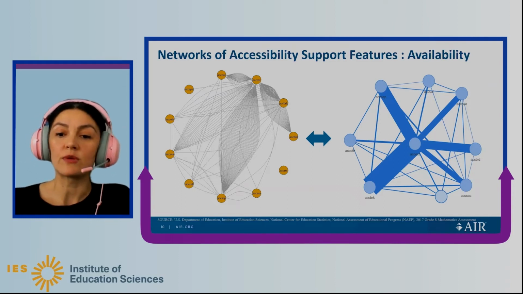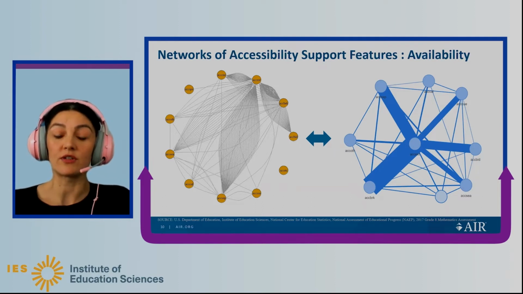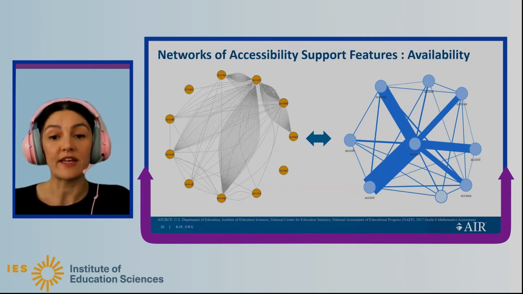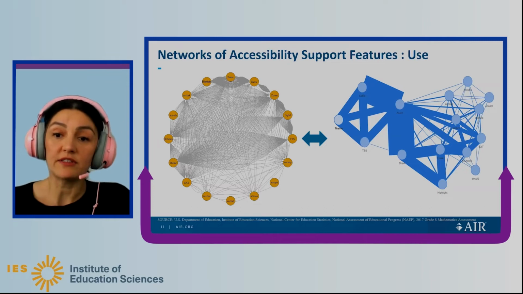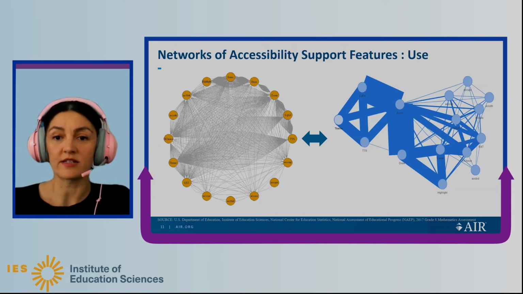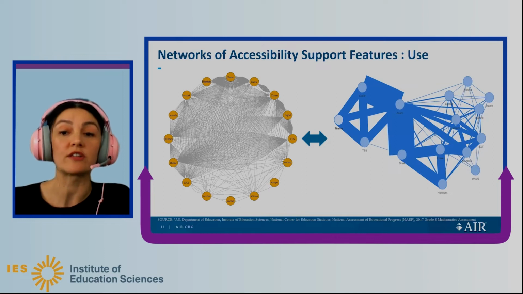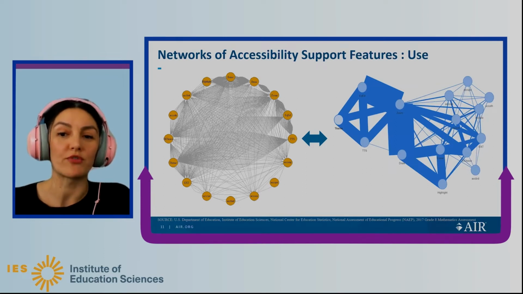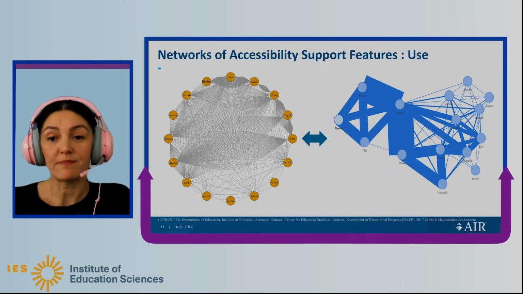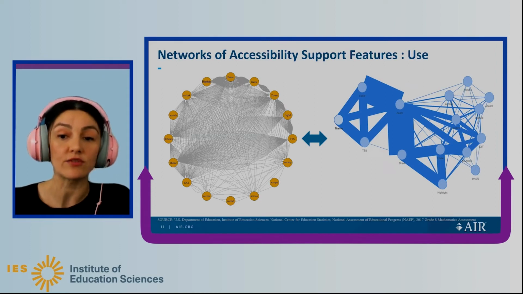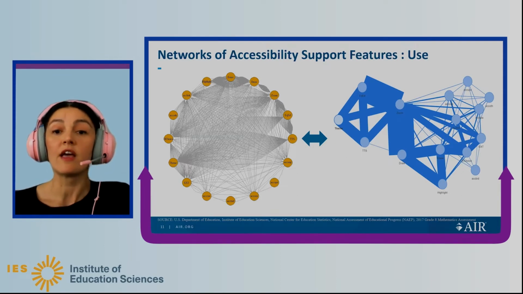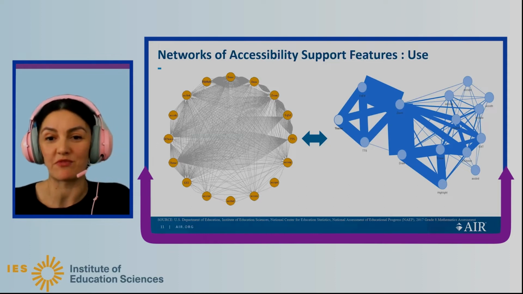Next, let's continue with the accommodation plus universal design element features and their network structure. For the use of accessibility features, it is important to note that using process data, we can extract user information only for some of the accommodations, such as extended time and calculator. For those accommodations that we cannot track their use with the data, such as breaks during session, we assume they have been used. Again, on the slide, both graphs represent the same information.